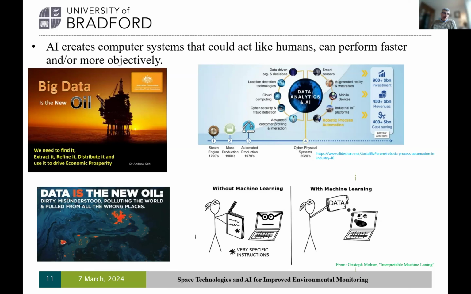So on one side, you have problems, and you have infrastructure around Earth providing you with lots of data. So AI becomes the natural answer to it. Can we utilize this data to understand what's happening in the environment around us?